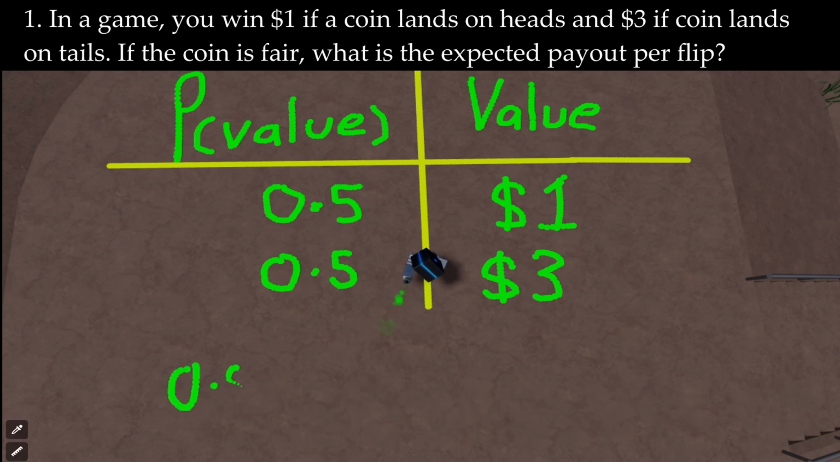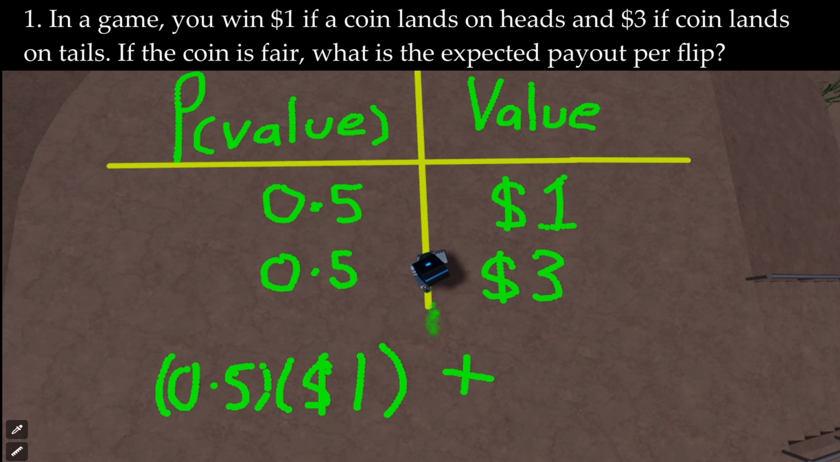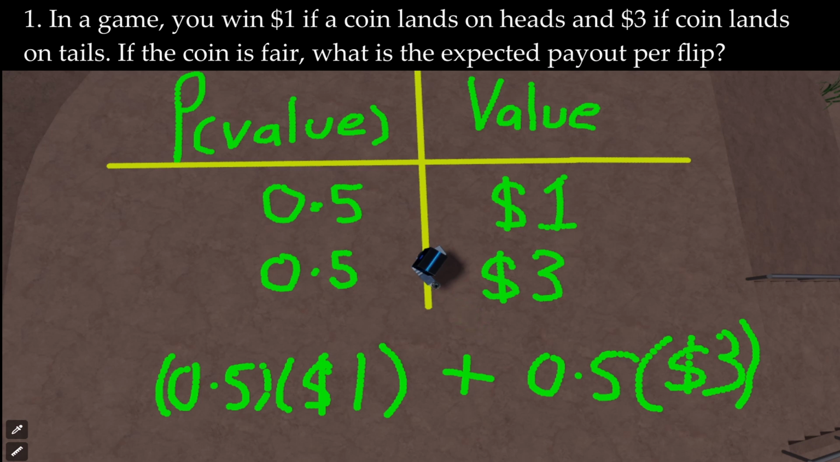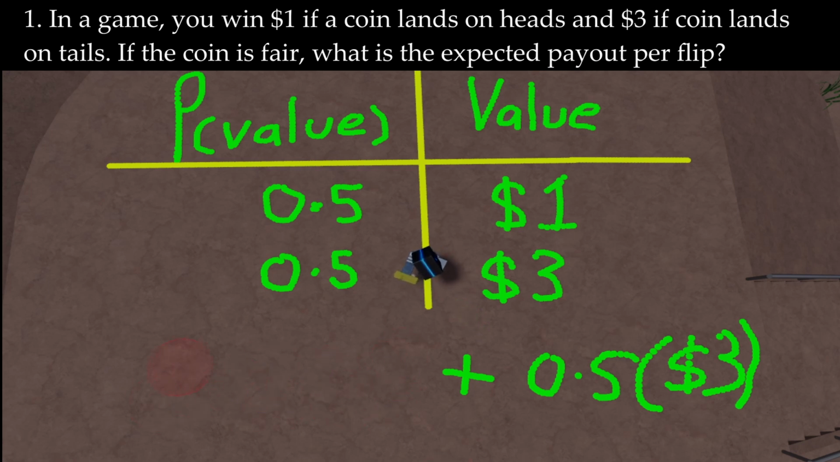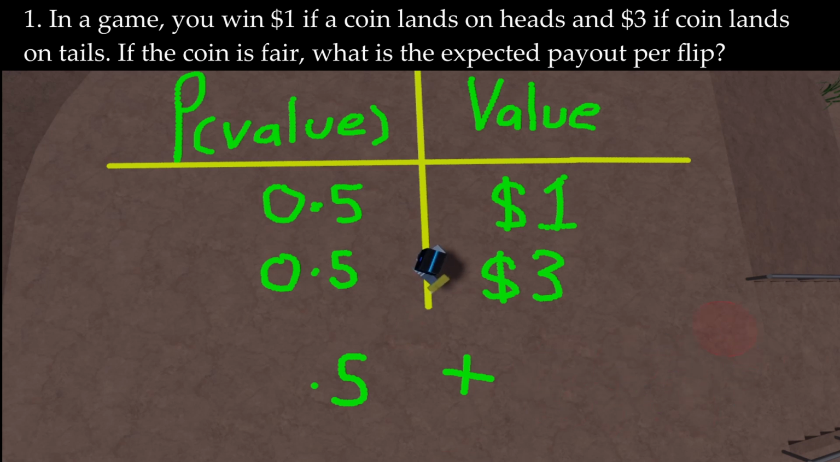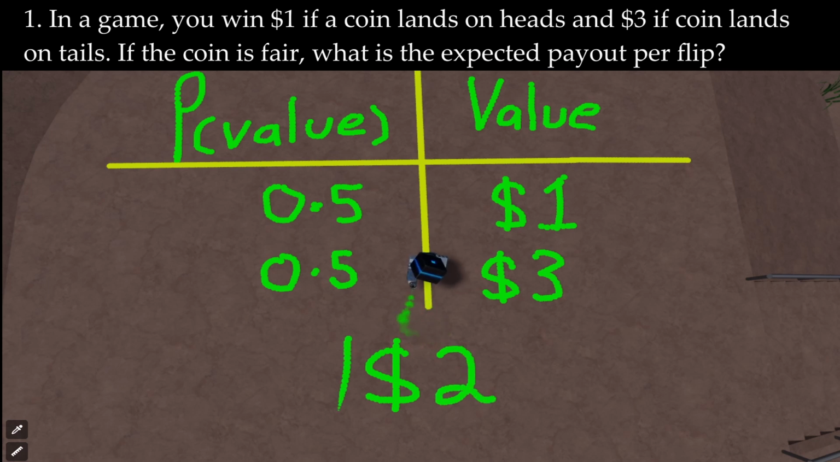That'd be 0.5 times $1. And then we need to add that to 0.5 times $3. And now we can just compute this. 0.5 times $1 is just $0.5. Let me just write that here. And then 0.5 times 3 is just 1.5, or $1.5. And 1.5 plus 0.5 is just 2, and this is in dollars. So therefore, the expected payout per coin flip is $2.